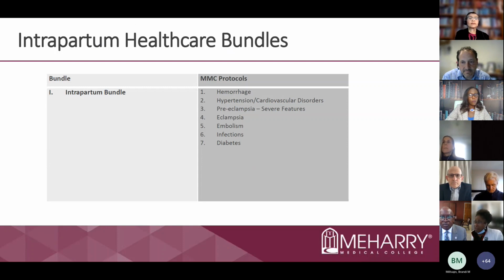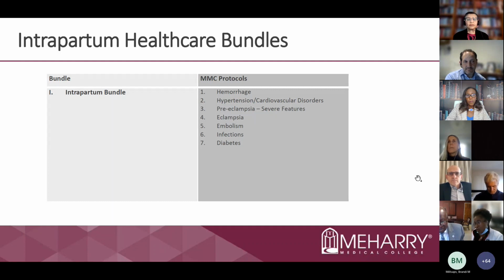Also, I want to point out that in the state of Tennessee, I know that people think I don't sleep, but I do. I'm the project manager for our Perinatal Quality Collaborative, which is TIPQC. And Meharry has, when Dr. Ladson was very involved in our Perinatal Quality Collaborative, and Dr. Hills and I have actually recently discussed involving other faculty members. And we have developed intrapartum bundles for hemorrhage, hypertension, preeclampsia, management of acute hypertension, management of eclampsia. Meharry has protocols for embolism and infections, and we also have evidence-based protocols for the management of diabetes.